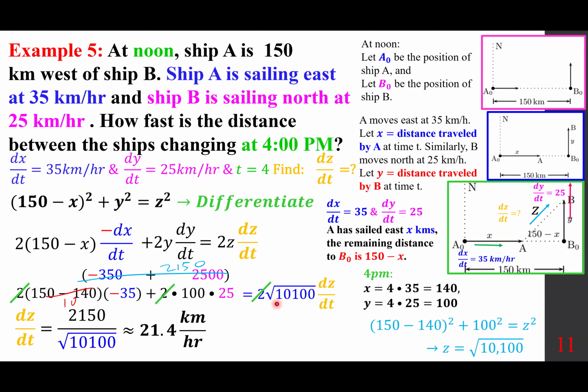And you're going to write the distance between the ships is increasing. Why increasing? Because it's a positive value. At what rate? 21.4 kilometers per hour.